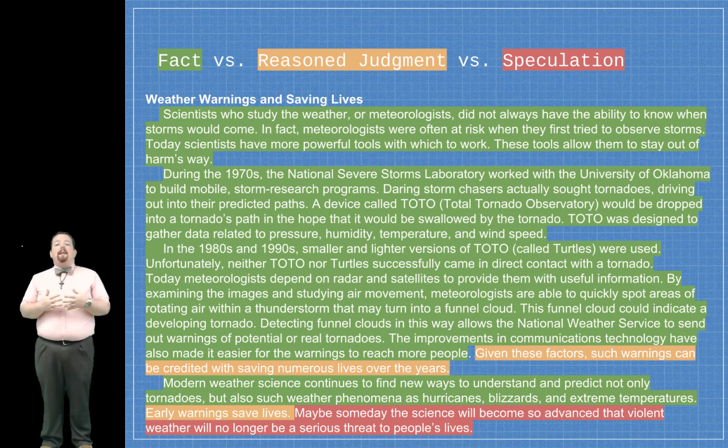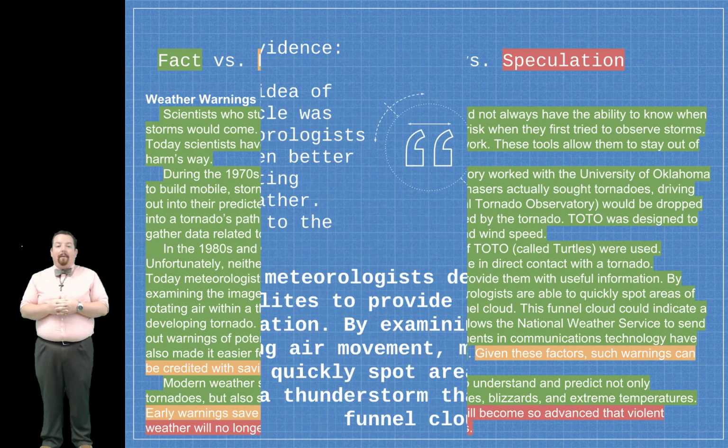The last line of this article is speculation. It says, maybe someday the science will become so advanced that violent weather will no longer be a serious threat to people's lives. Now, while saying that being able to recognize when weather is coming has probably saved lives, that would be a reasoned judgment again. But saying that based on the facts given, our technology is going to get way better, and maybe we won't have to worry about weather being an issue for us anymore, that's some wild speculation. There's not a whole lot of data to back that idea up.